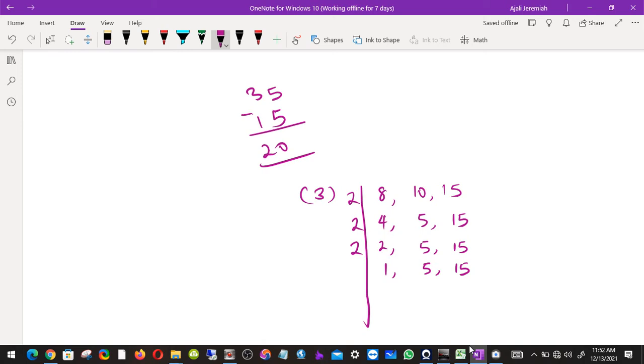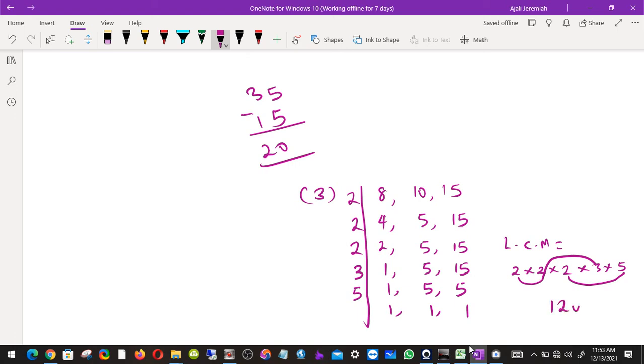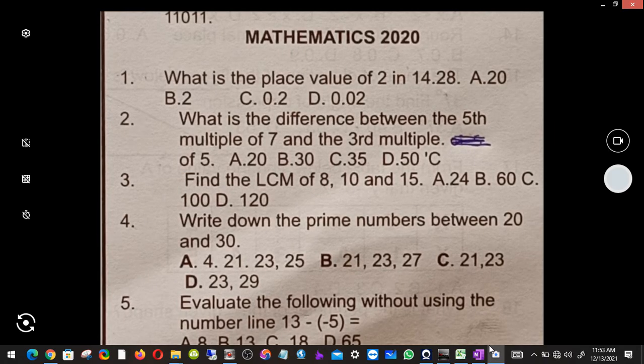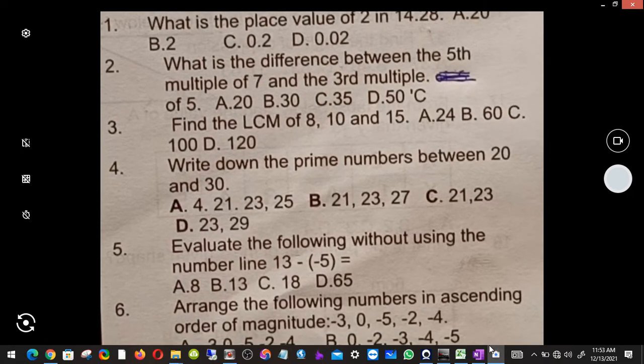We now go to 3. Can 3 go? Yes. 3 into 15, 5. 3 can, so we'll go to 5. 5 into 5, 1. So what's the LCM? LCM equals 2 times 2 times 2 times 3 times 5. 2 times 2 is 4. 4 times 2 is 8, 8 times 3 is 24... so 2 times 2 times 2 times 5 is 40, times 3 is 120. So the LCM is 120, right? Yes. Option D.